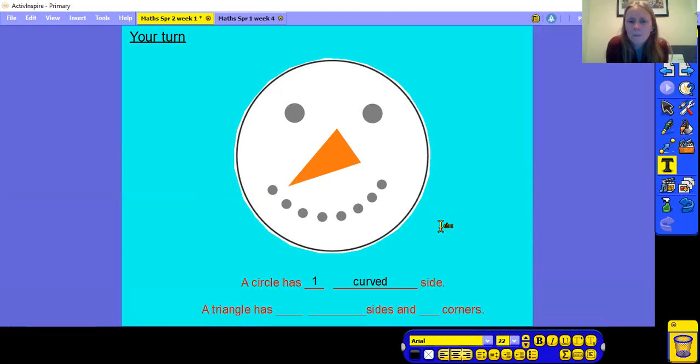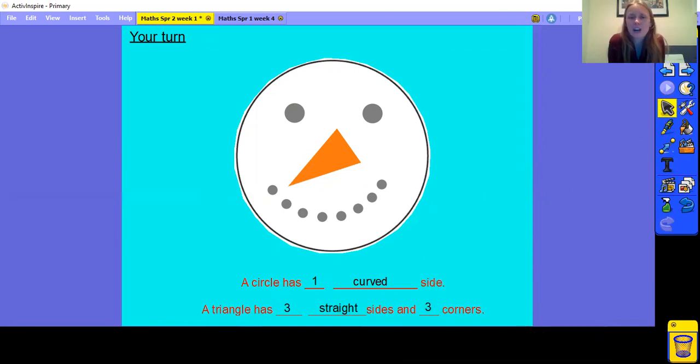What about the triangle? How many sides does a triangle have? Yes, a triangle has 3 sides. Are they curved like the circle? No, they are straight sides. And how many corners does a triangle have? That's right, it has 3. Well done. Okay, now I want you to pause the video and have a look at this snowman. I've made him using circles and triangles. Can you spot which shapes are which? Pause the video while you have a go, then come back and we'll look at it together.